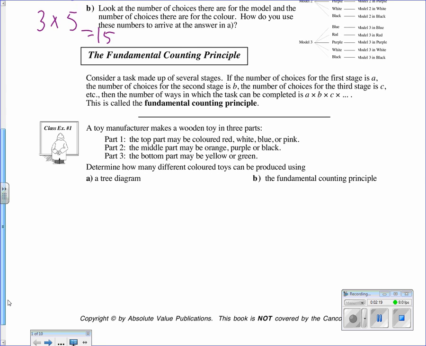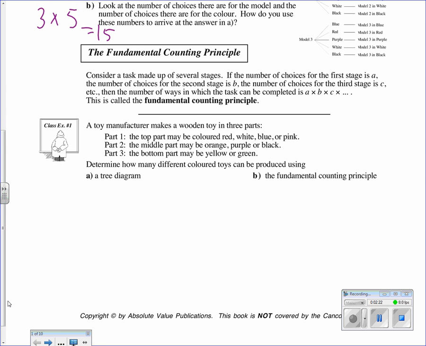So here I have a toy manufacturer, and we can create a tree diagram. I'm going to not do that in front of you today. If you'd like to verify the fundamental counting principle, you can draw the tree diagram associated with this problem. But how many choices is there for the first condition, part 1? Part 1 has 4 different options. Part 2, the middle part, has 3 different options. And part 3 has 2 different options.